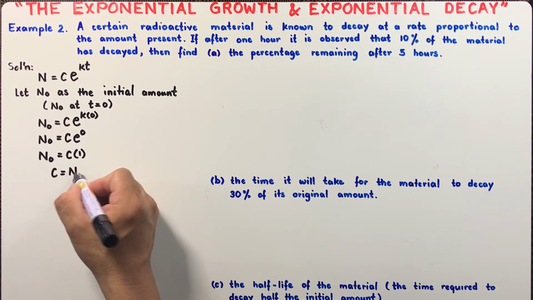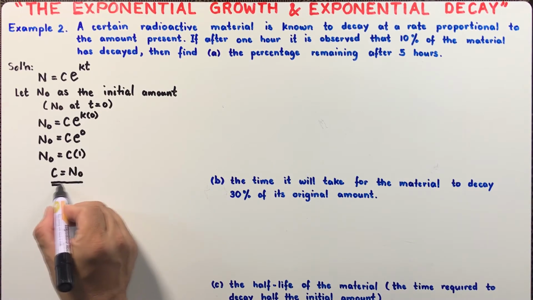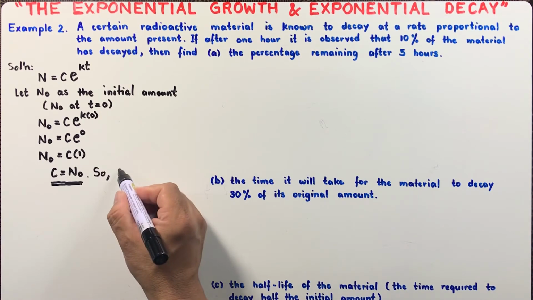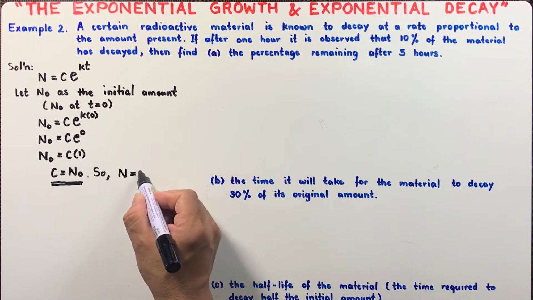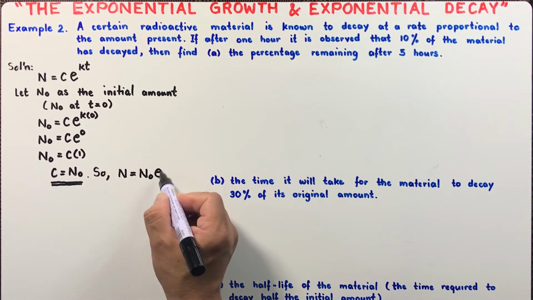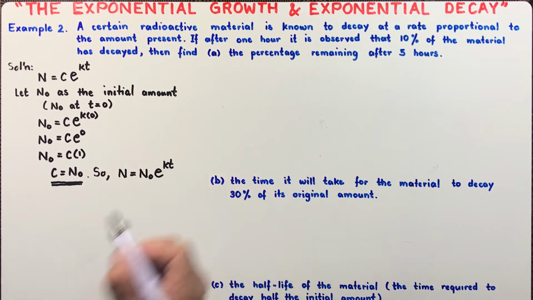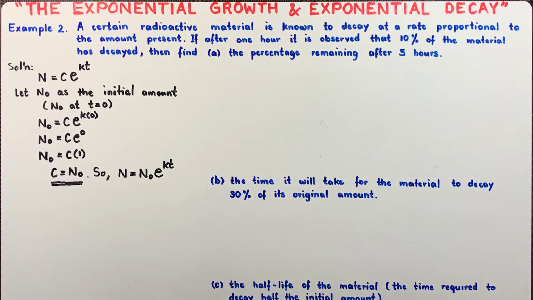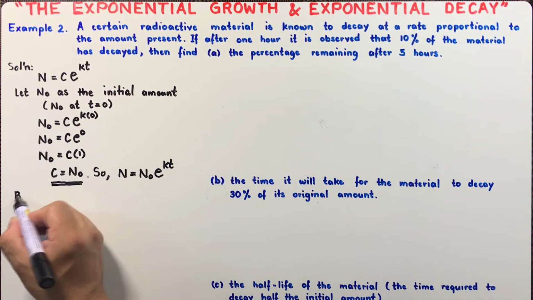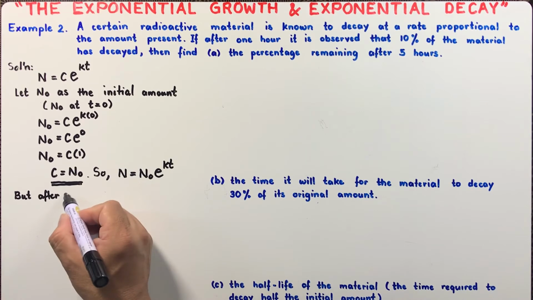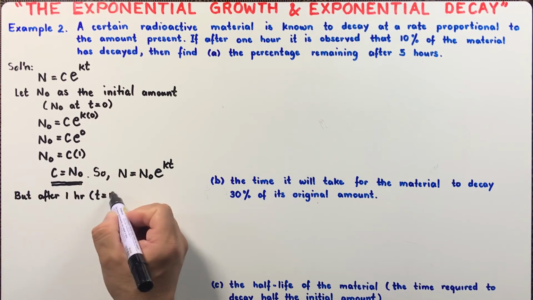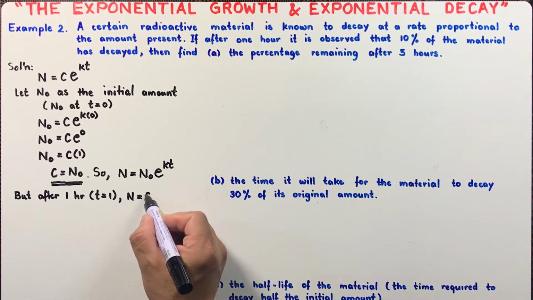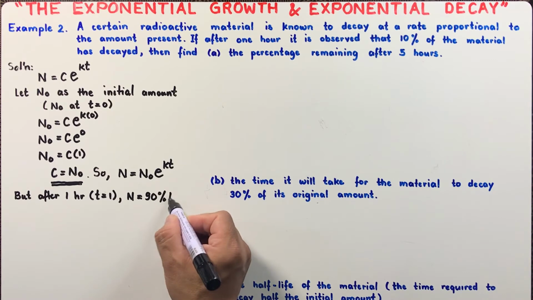So our c is n sub 0 here. So our formula becomes N = N₀ e^(kt). But it was given in the problem that after 1 hour, the material has decayed 10%. So we can write here that after 1 hour, which means t equals 1, our amount of the material is equal to 90% of the initial amount.